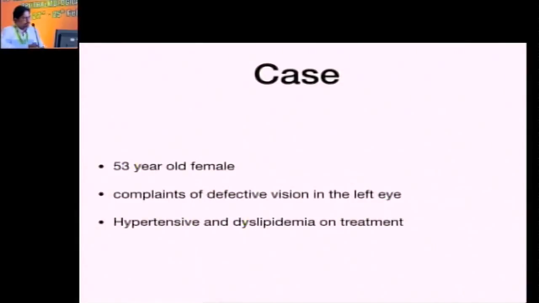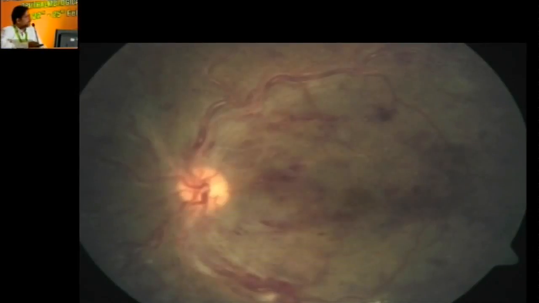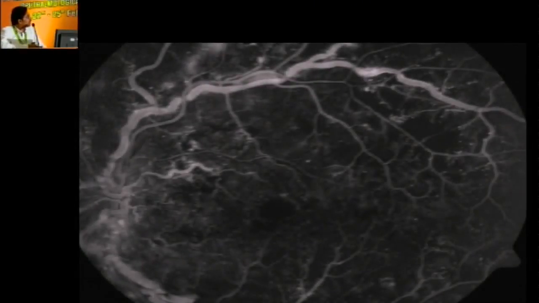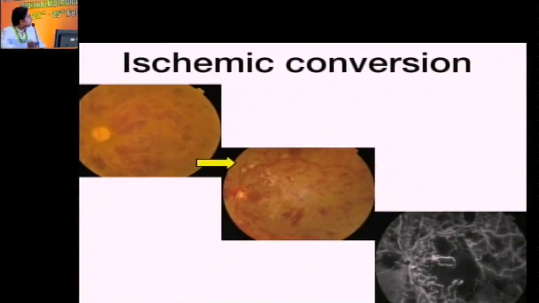This is the second case, where we have again a female patient who has complaints of diminution of vision in the left eye, who's a known diabetic and dyslipidemic patient. You can see that there is a central retinal vein occlusion, and in these cases you can try to prognosticate by looking at the FAZ, whether she has a significant macular ischemia, giving a good or a bad prognosis following therapy. Also it can be used to document the progression from non-ischemic to ischemic.